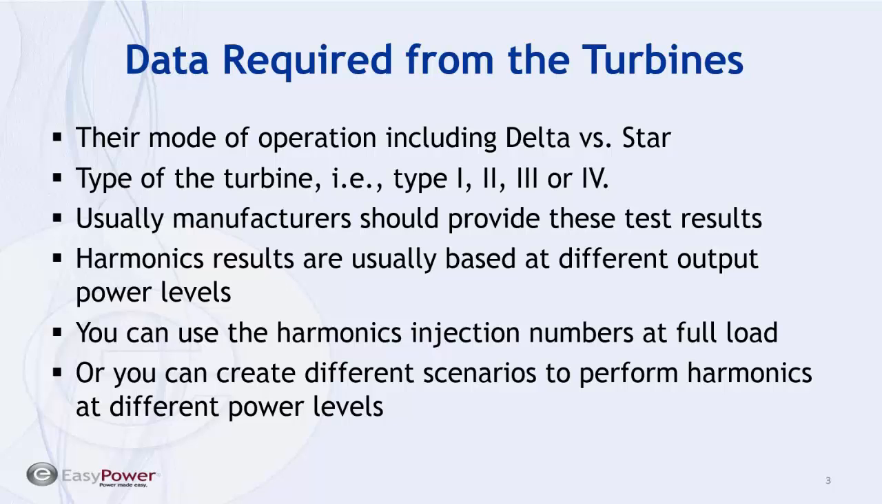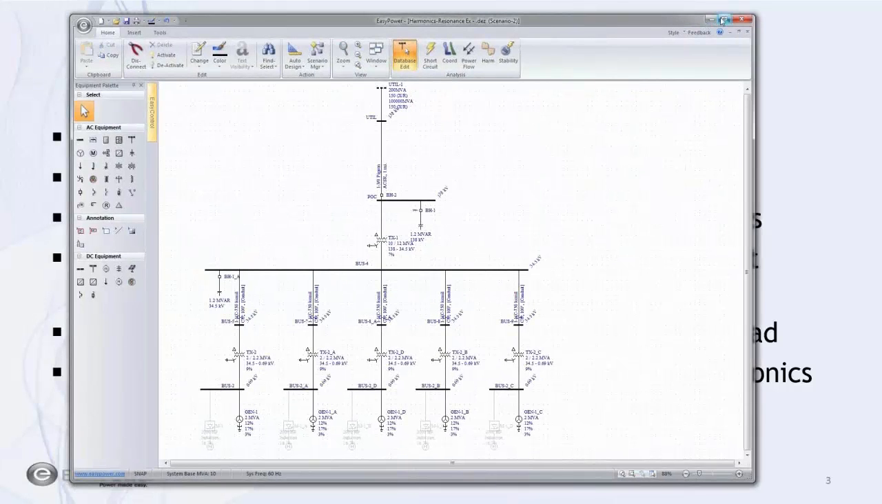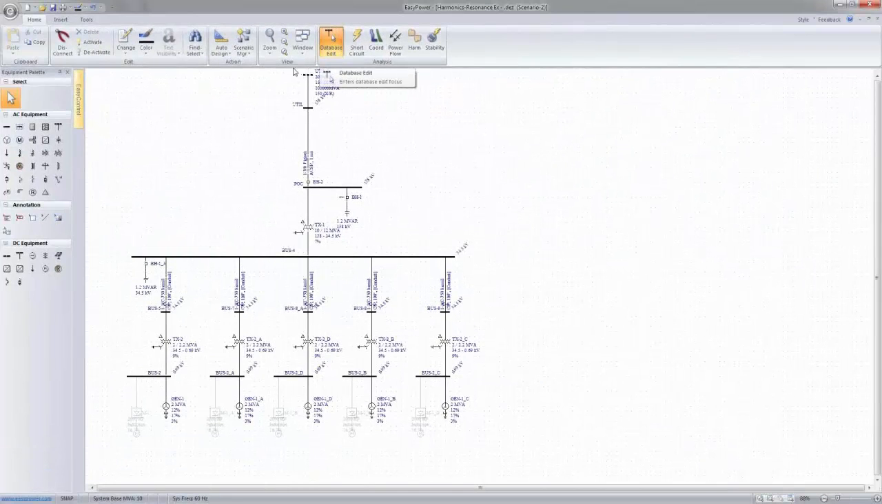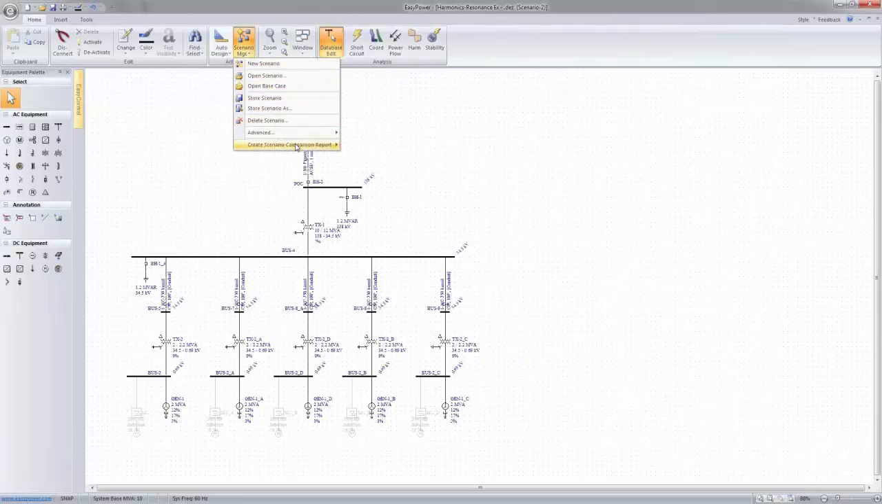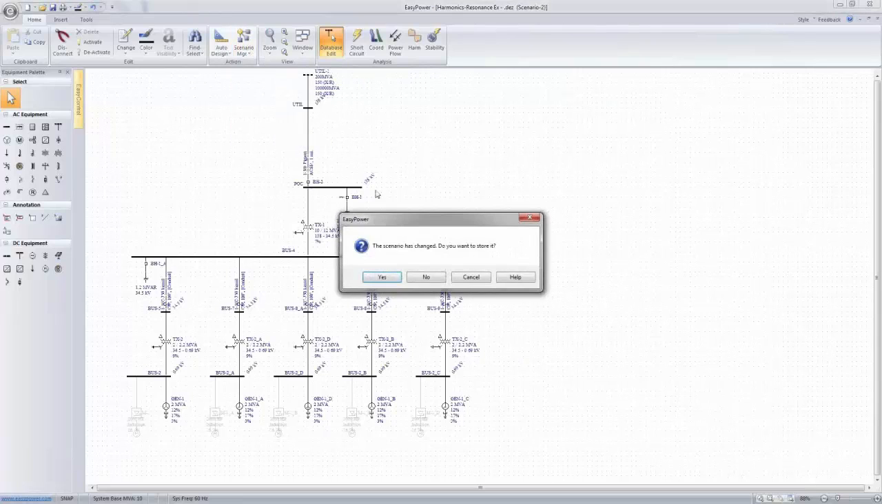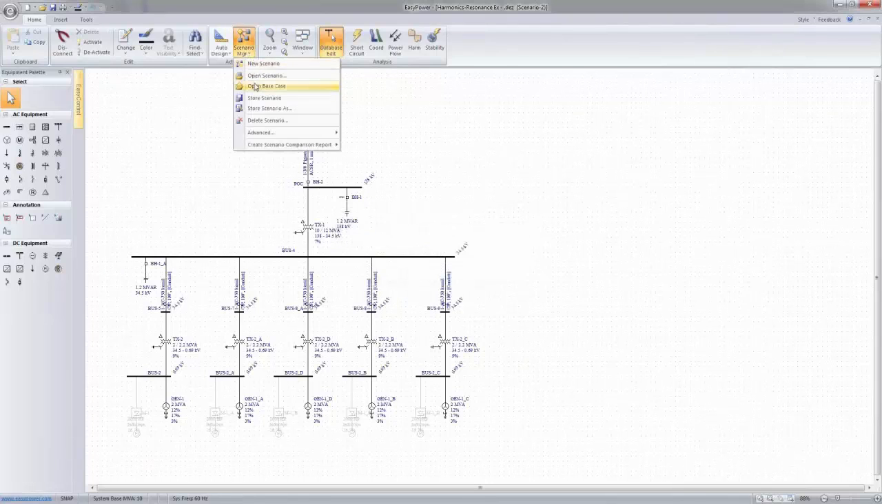Harmonic results are usually based on different output power levels, and you can use the harmonic injection numbers at full load, or you can create different scenarios to perform harmonics at different power levels. For that purpose, it goes back to my previous presentation, but what I can do here is bring back the EasyPower file. You would go to database, go to scenario manager, go to a new scenario, and I won't continue from this point, but I can show you that from the previous example.